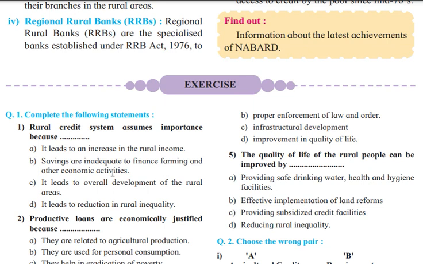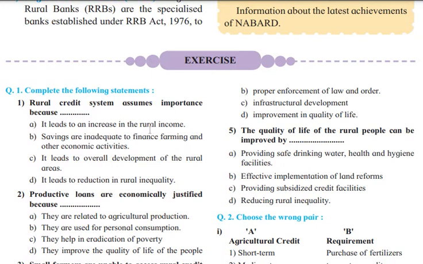Okay, so there are some questions which we need to answer. The rural credit system assumes importance because the rural loan is important, because it leads to rural income. Okay, so it leads to reduction in rural inequality. Okay, so it leads to overall development. So C1 will be the best.